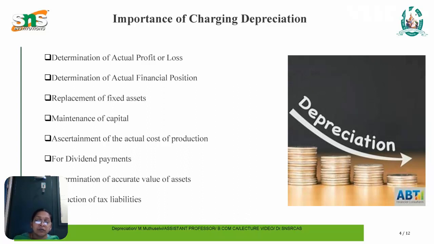we decide based on the depreciation charged. Next, for dividend payment, then to maintain the accuracy of the value of the asset. Then we know the tax liability of the asset. For that purpose we have to charge depreciation yearly for a particular asset of a company or a firm.